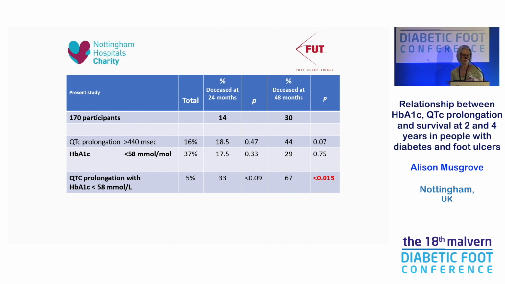It's difficult to draw exact comparisons with ours and the original Swedish study. Both studies were small, but mean age and rates of low HbA1c were very similar. However, theirs, as I've said, was a retrospective study, and their rates of QTc prolongation were far higher than ours. They were 35% compared to our 16%. We were also unable to confirm their findings of low HbA1c and prolonged QTc being associated.